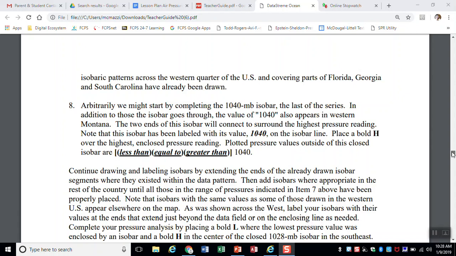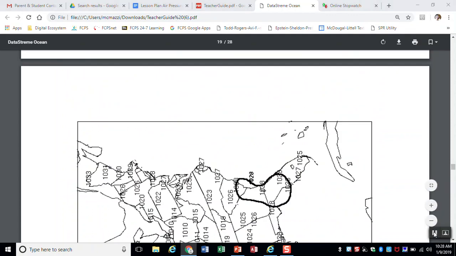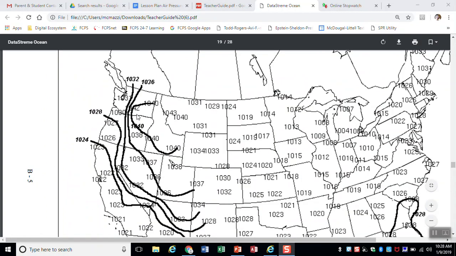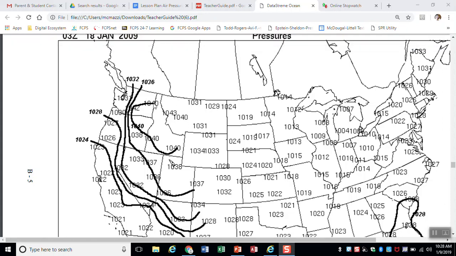So it's asking you to close up this isobar line right here, the 1040 isobar line. They've started it for you. They want you to close it up, and then they want you to place a big H there for high pressure, because this is the highest pressure area on the map. Then it's asking you, are the pressures outside of this 1040 line, are they less than, equal to, or greater than the pressures inside of the circle?